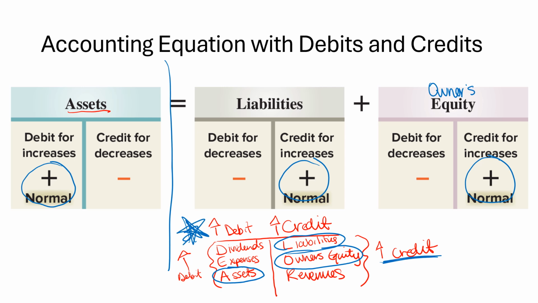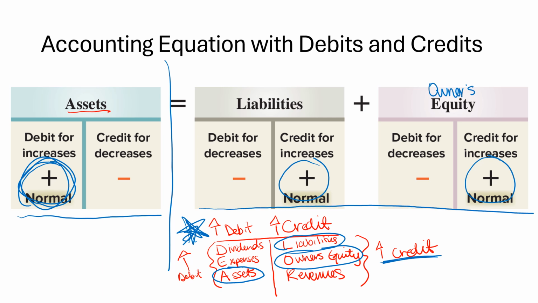Like I said, you'll start to understand things a little more as we do some examples, but I also wanted you to understand the reasoning behind that. So assets, remember, they are on the left side of the equation. They are increased with a debit, which is on the left side of the T account. Liabilities and equity are on the right side of the equal sign, and they are increased with a credit, which is on the right side of the T account.